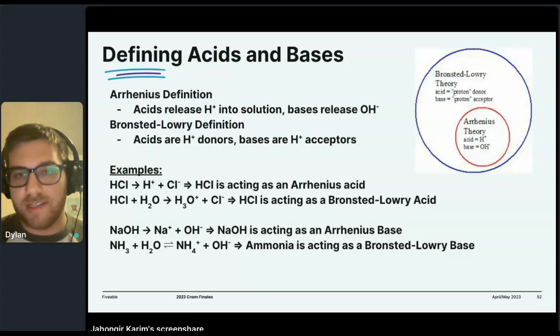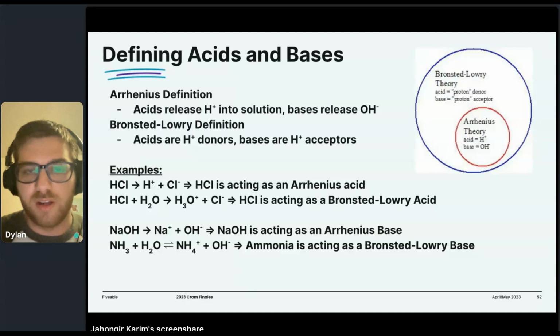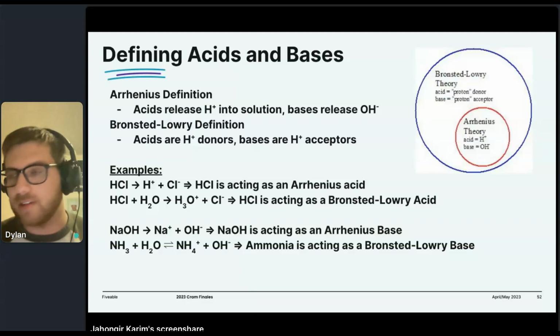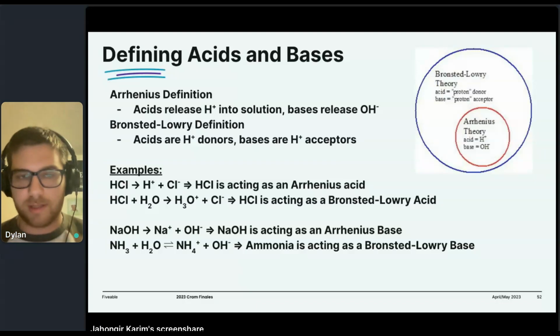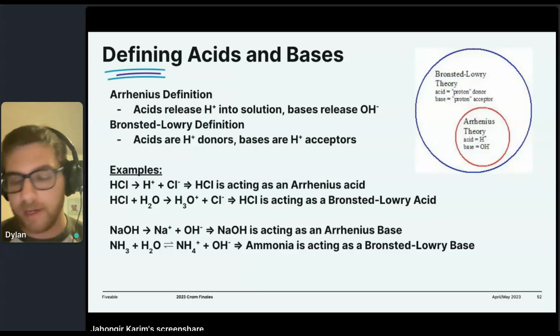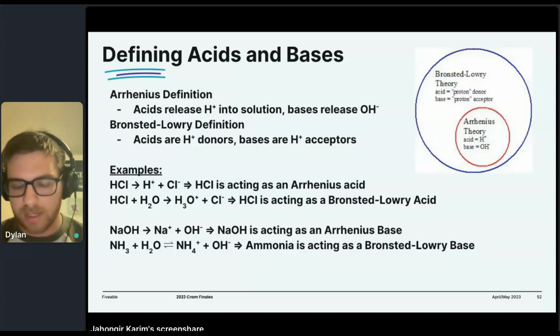The Arrhenius definition is what we think about when we think about our traditional acids: hydrochloric acid, acetic acid, hydrofluoric acid. That is a substance that releases H plus into solution, or a base that releases OH minus. So for example, NaOH or CaOH or any of those solutions, they are Arrhenius acids and bases.